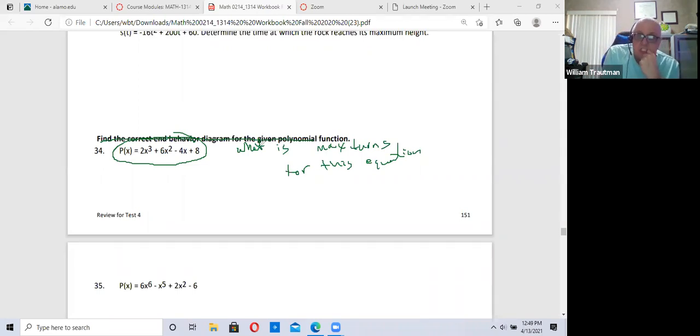Well, to find the maximum possible turns, I hope everybody's listening. You have to look at the highest power in the equation. The highest power is 3. Then you always subtract 1. So 2 is the maximum turns for that equation.